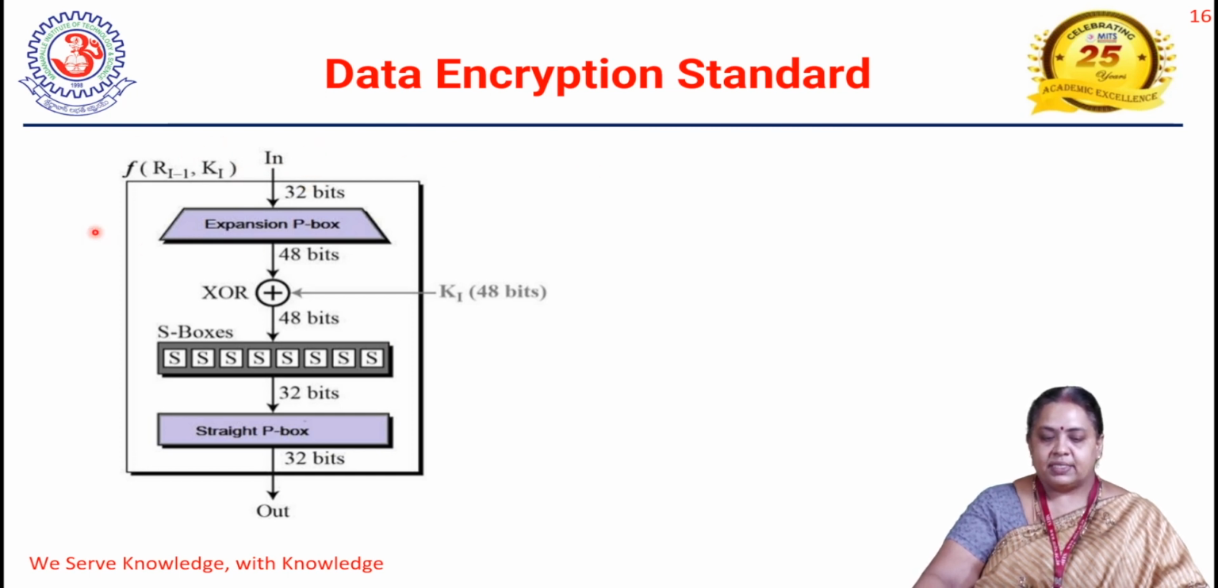The plain text is divided into left and right. Right is given to the function. The output of the function is XORed with left to become the new right 32. This is a round function. This is important in the DES algorithm. We have three components. One is called the expansion P box, which expands the 32 bits to 48 bits. In the substitution box, we replace and make the 48 bits into 32 bits. Then we have a straight P box, a permutation box, where we transpose the bits, which becomes the output.